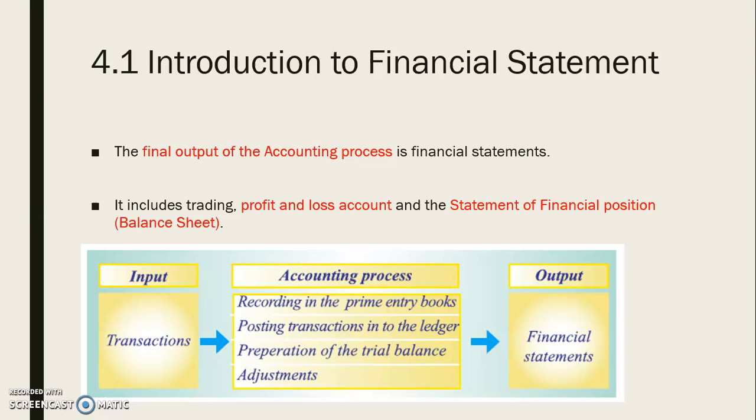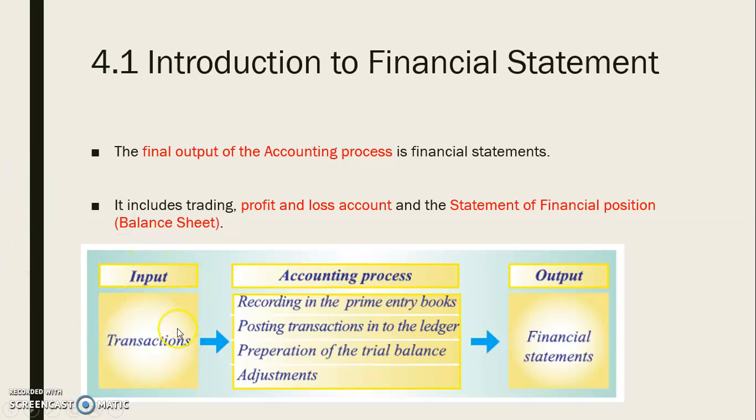So what is a financial statement? The final output of the accounting process is the financial statement. So we know what a transaction is. The input, the transaction, that is purchasing goods worth 50,000 for rupees 100,000, or purchasing a vehicle, purchasing a land. So all of these are transactions.